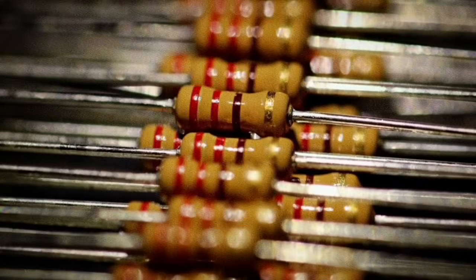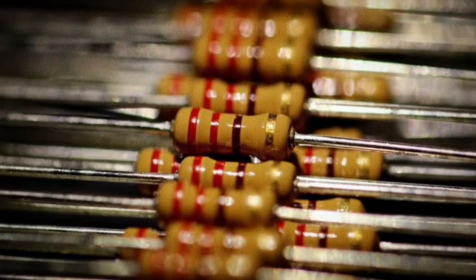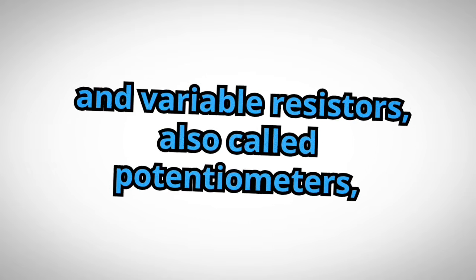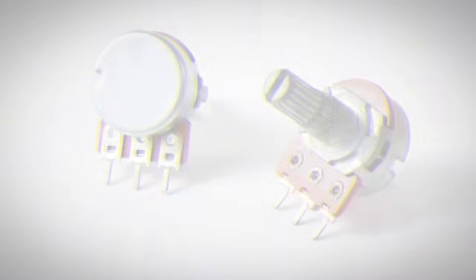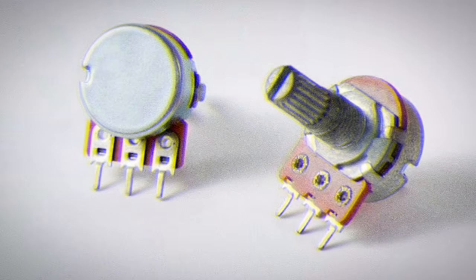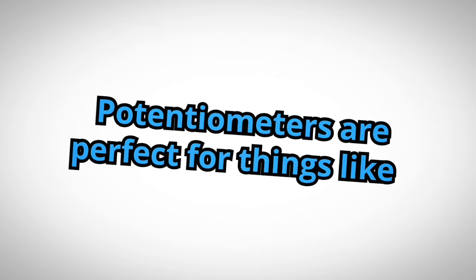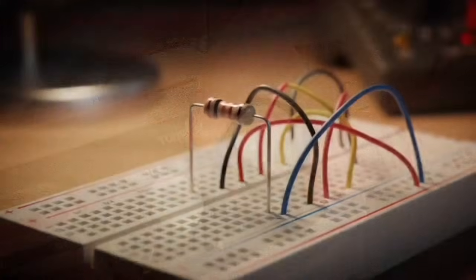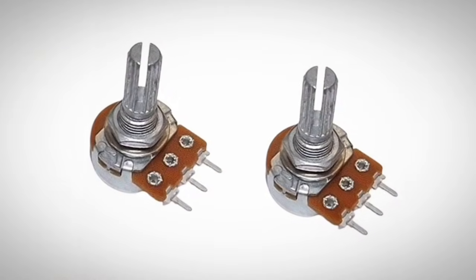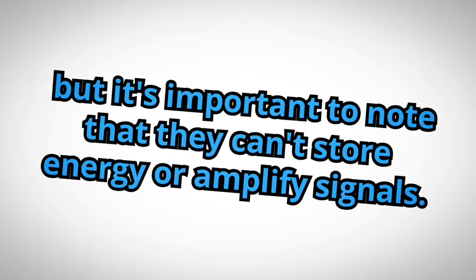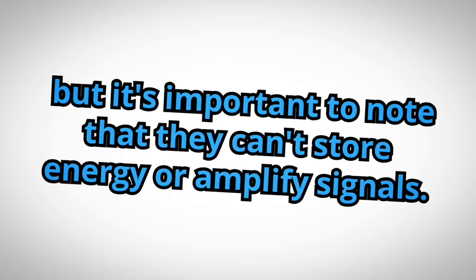There are basic fixed resistors, which always have the same resistance, and variable resistors, also called potentiometers, which let you adjust the resistance manually. Potentiometers are perfect for things like volume knobs, light dimmers, and tuning dials. Resistors are simple, reliable, and inexpensive, but it's important to note that they can't store energy or amplify signals.